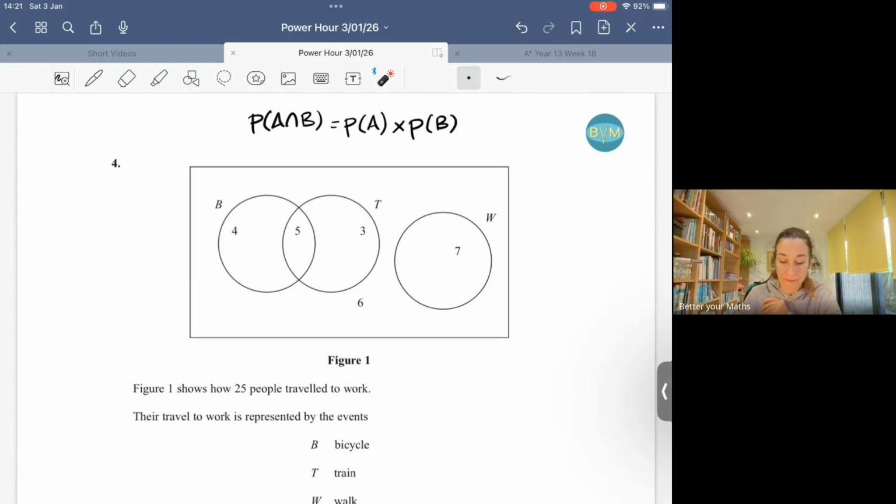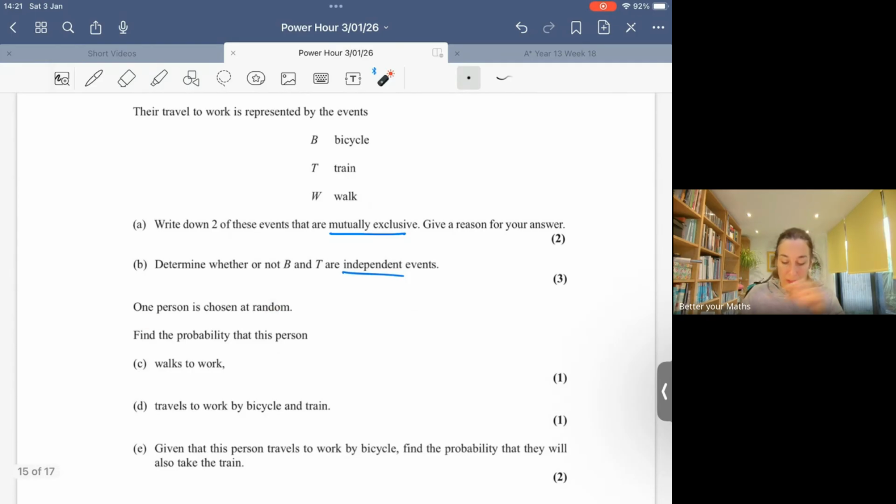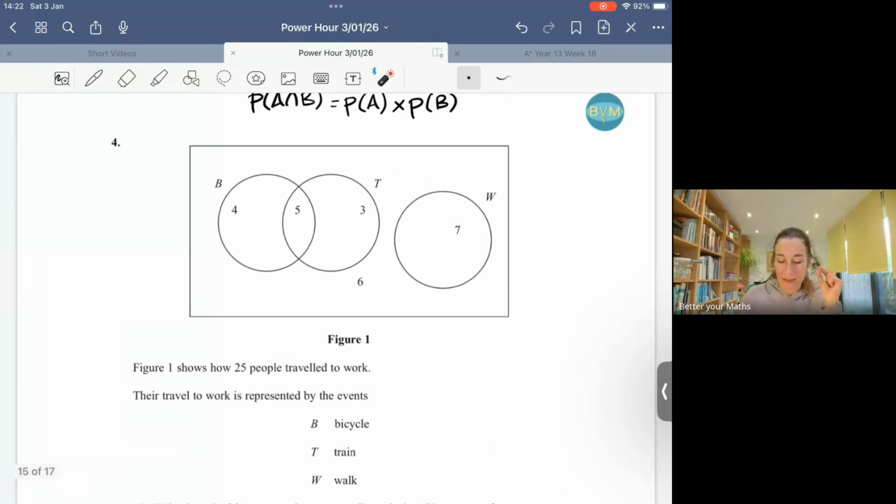Yeah. Then one person is chosen at random. Find the probability that this person works to work. So in the chat, can you all tell me, if I pick one person, what is the probability that person works to work? Come on, this question is a gift. It's one of those easy marks that you can do in 3 minutes. What is the probability that the person works to work?